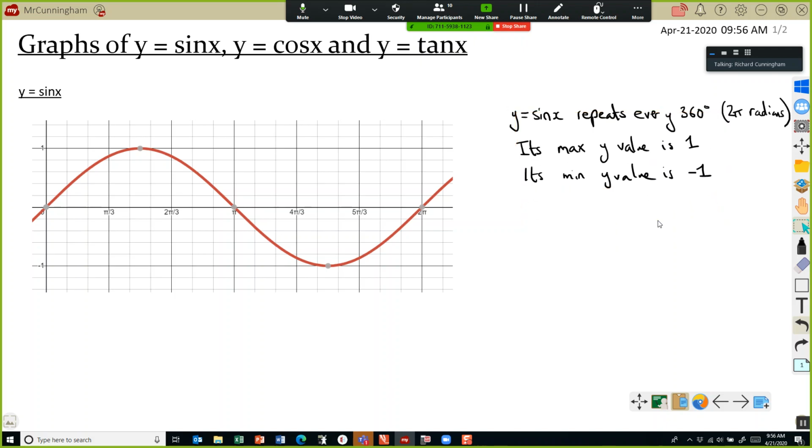So this whole thing about it repeating every 360 degrees is called the period. That's when it repeats. So the period is 360 degrees or 2 pi. Every 360 degrees or 2 pi it repeats, and that's called the period.